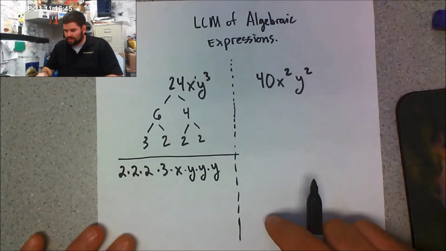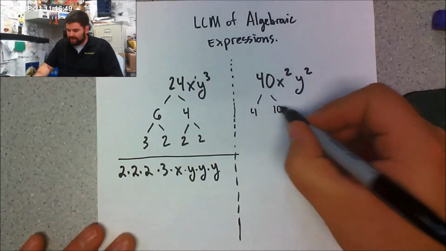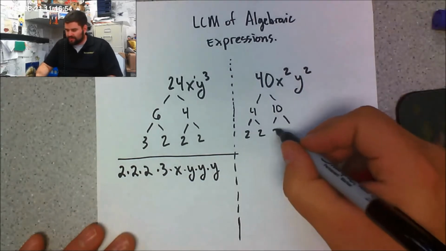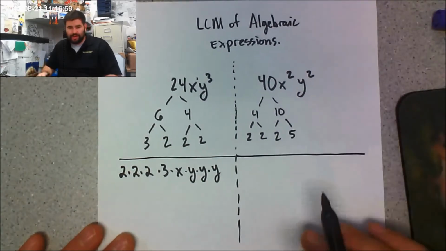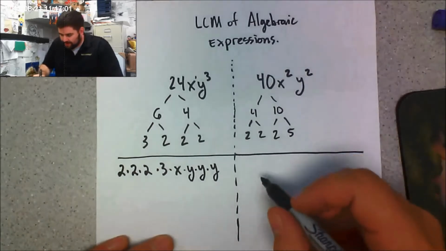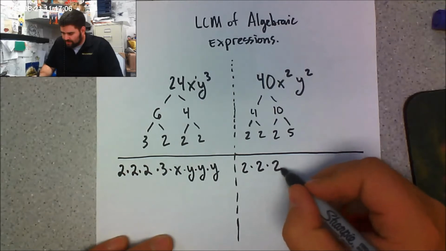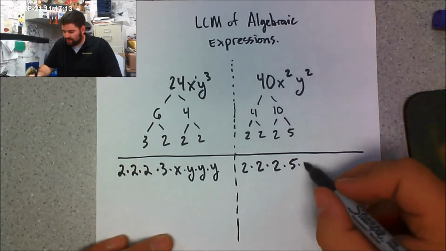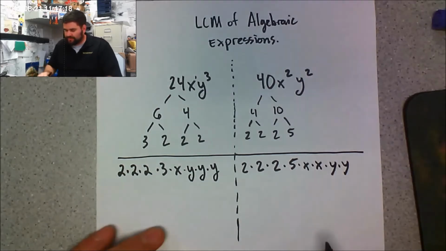Now 40, I'm going to break that down into 4 times 10. That breaks down into 2 times 2, and this breaks down into 2 times 5. So I'm going to rewrite my prime factorization here, and I have 2 times 2 times 2 times 5. Now on this side I have 2 x's, so that means x times x, and I have 2 y's, y times y.